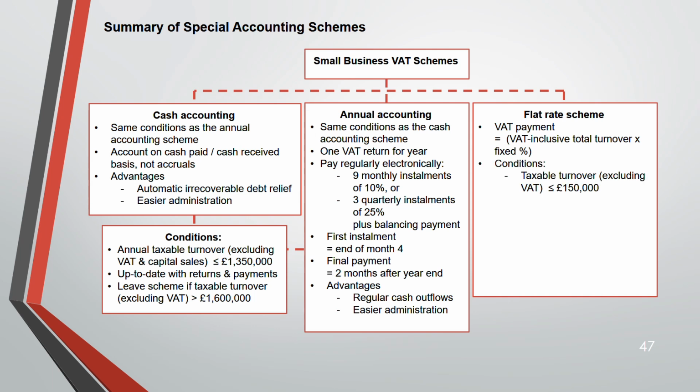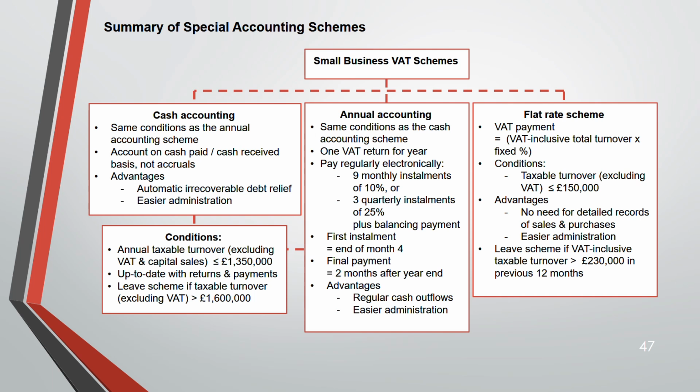Conditions: turnover should be less than 150,000. Advantages: no need for detailed records of sales and purchases, easy administration. You have to leave the scheme if your taxable turnover is greater than 230,000 in the previous 12 months. Now let us do a question on the scheme.